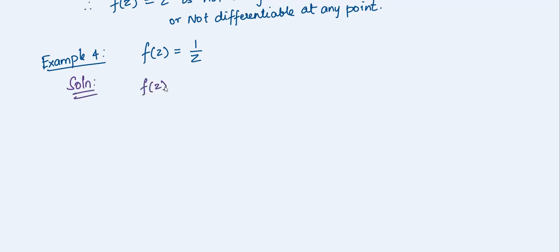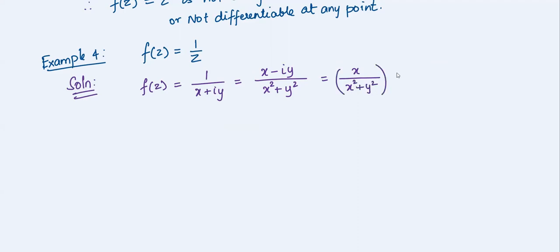So f of z is 1 upon x plus iy, which is x minus iy upon x square plus y square. So we get x upon x square plus y square plus I times minus y upon x square plus y square.